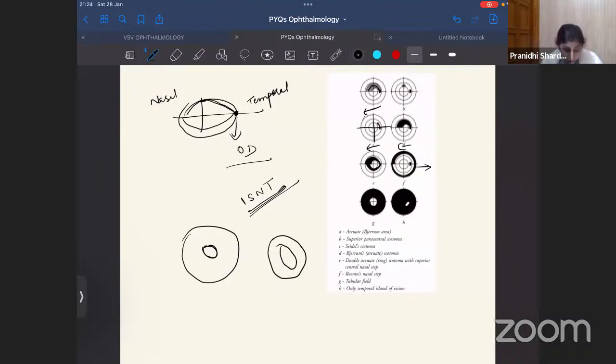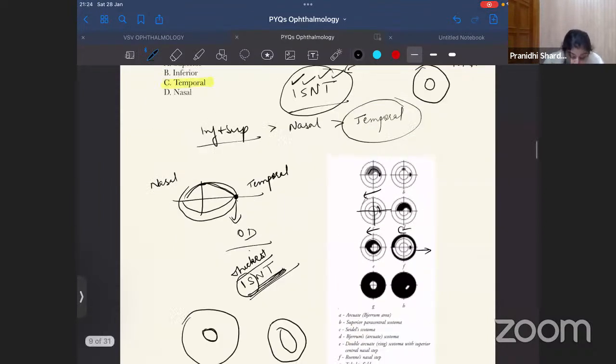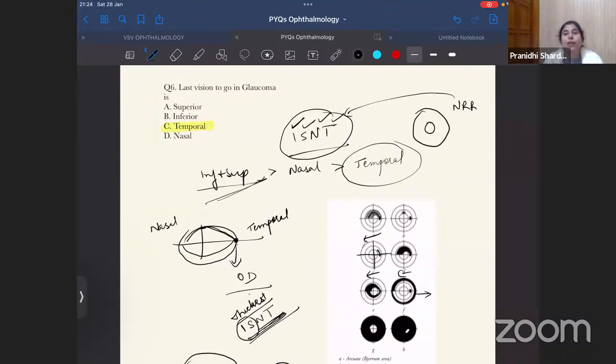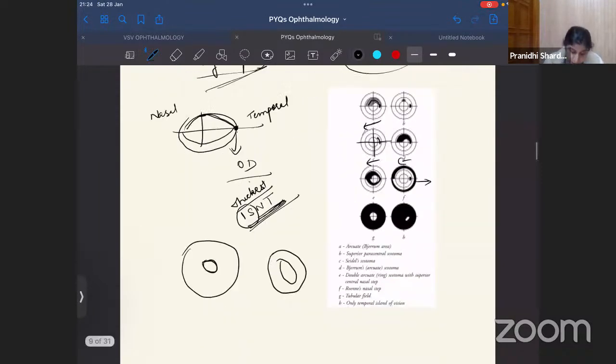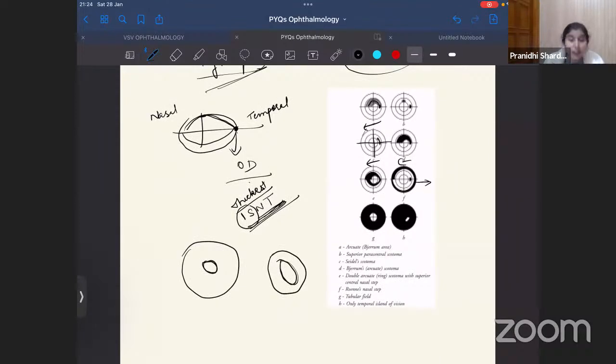Inferior and superior are otherwise the thickest ones. Nasal and temporal are thinner, but inferior and superior are the first to go in glaucoma. That is why there is vertical elongation of the cup. So it defies the ISNT rule. Okay.